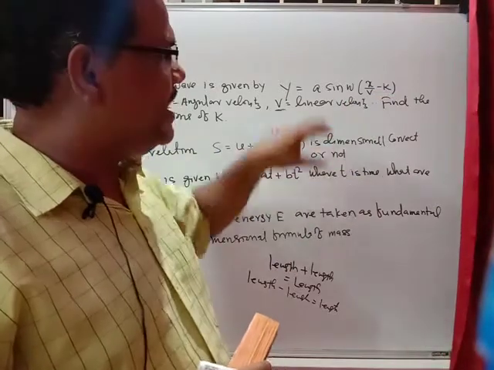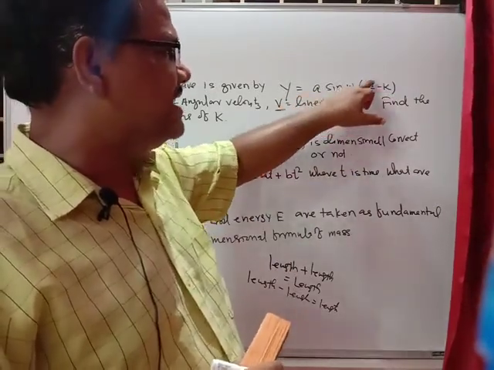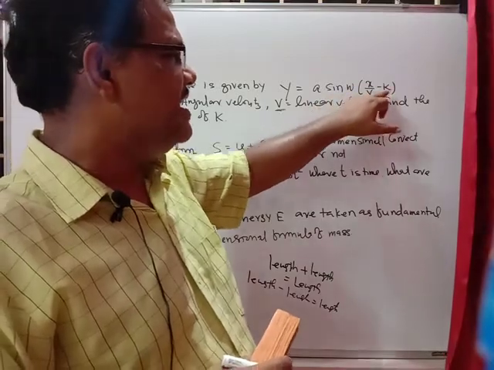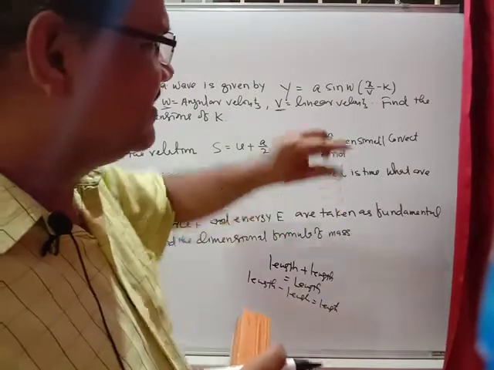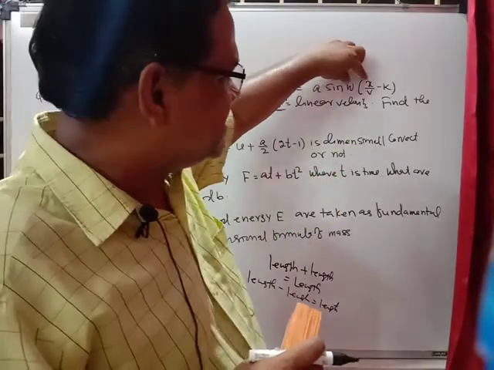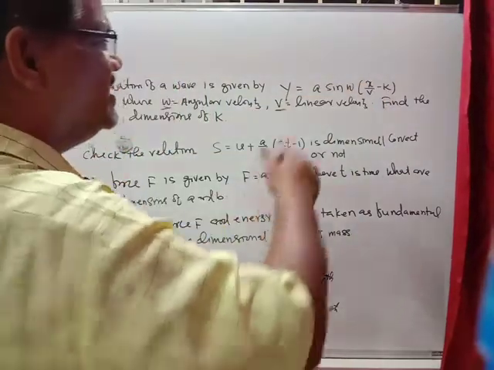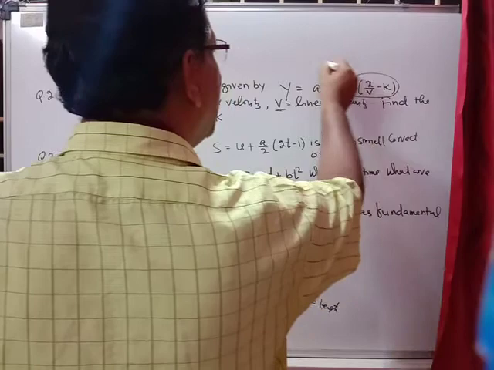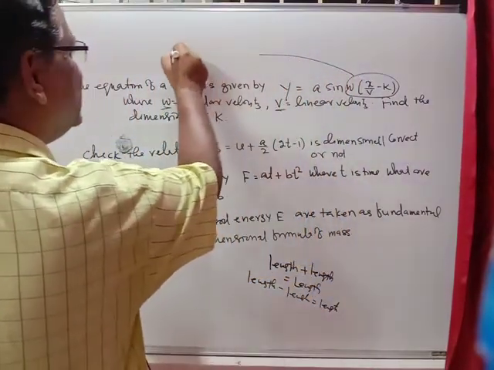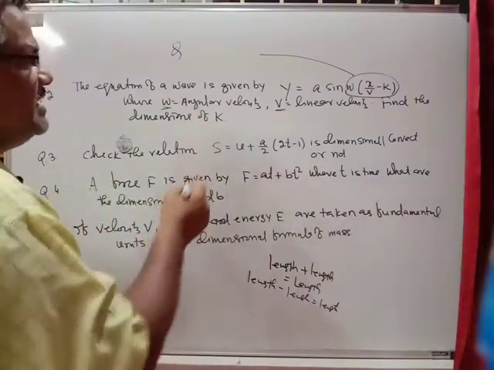So simply concentrate here, because sine omega x by v minus k, that total part is inside the sine function. Whatever is inside the sine is the part of the angle. This total term is the angle, we can call it the angle theta.